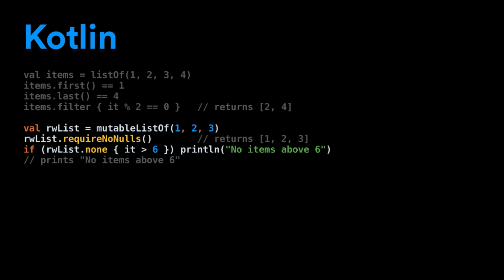I could also use that and say, require that none of them are greater than 6, and in this case, it returns that. If we instead had a mutable list of 1, 2, 3, null, require not nulls would be able to change the value of it because we've set it up to be a mutable list.